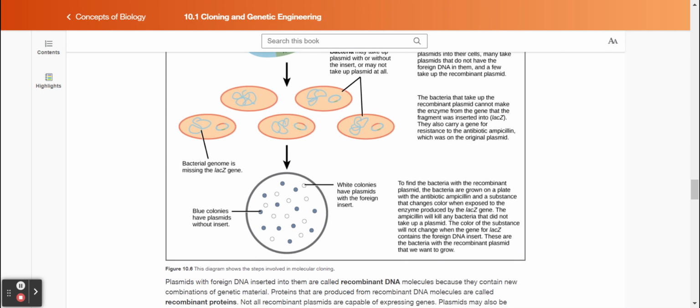To find the bacteria with the recombinant plasmid, the bacteria are grown on a plate with the antibiotic ampicillin and a substance that changes color when exposed to the enzyme produced by the LAC-Z gene. The ampicillin will kill any bacteria that did not take up a plasmid. The color of the substance will not change when the gene for LAC-Z contains the foreign DNA insert. These are the bacteria with the recombinant plasmid that we want to grow.